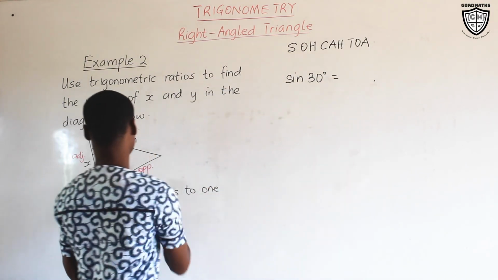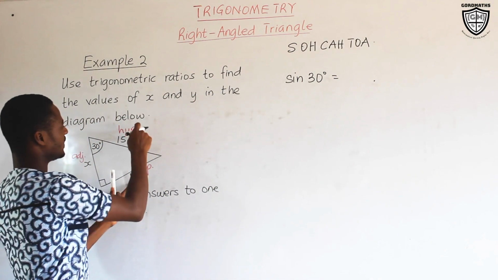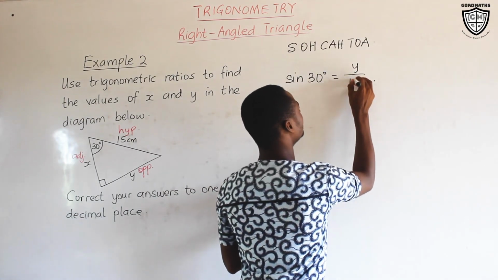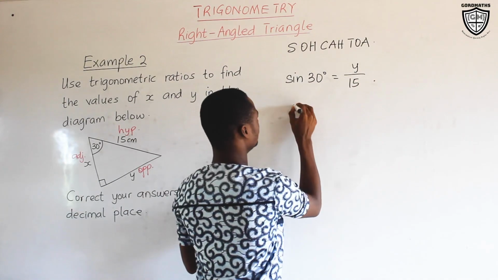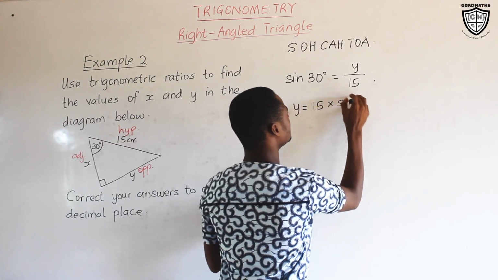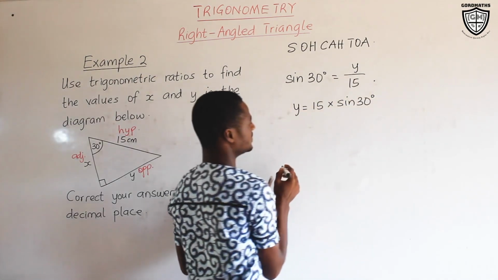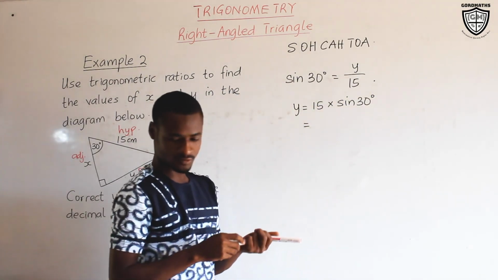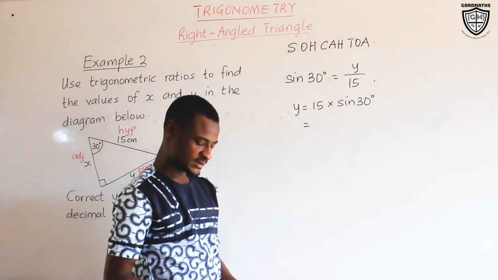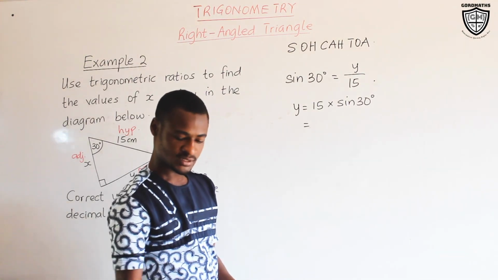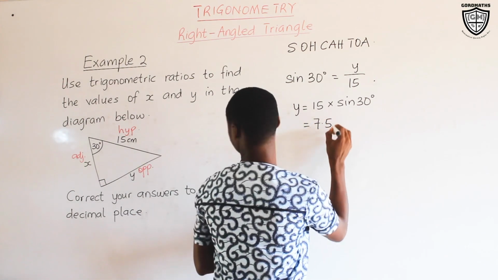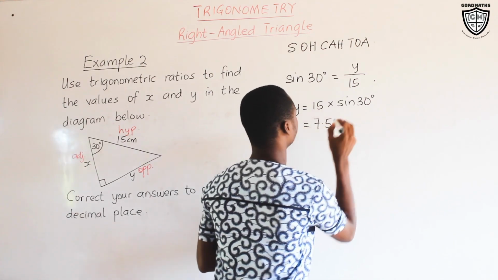And so from this angle, we would say that the sine of the angle 30 degrees is equal to, the opposite is y and the hypotenuse is 15. So that is y over 15. So y will be equal to 15 times sine 30 degrees. 15 sine 30 gives us 7.5 centimeters.